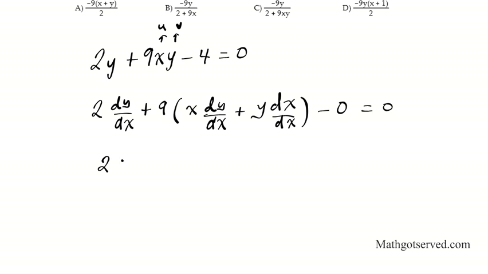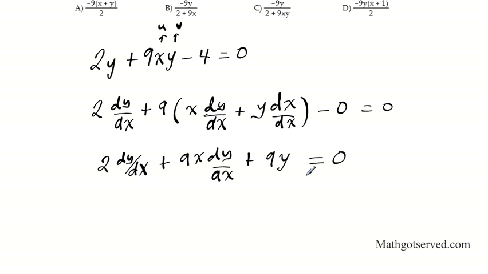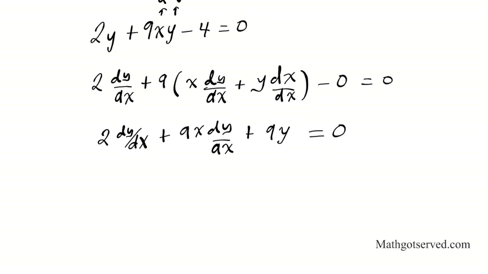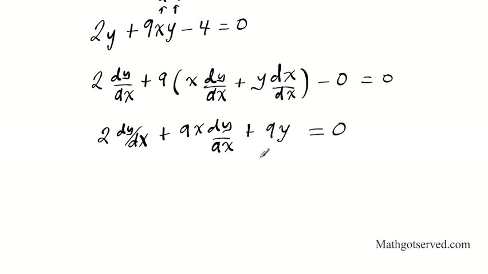We're going to have 2 dy/dx plus 9x dy/dx plus, you see this dx/dx, it reduces to 1, so it's just simply going to be 9y. And then this whole thing equals 0. Okay? All right, so the goal now is to isolate dy/dx. So I can subtract 9y from both sides.